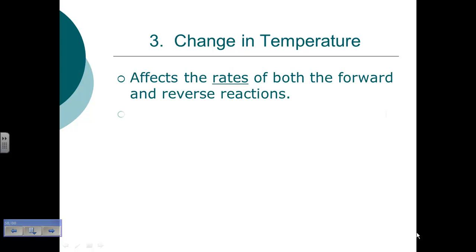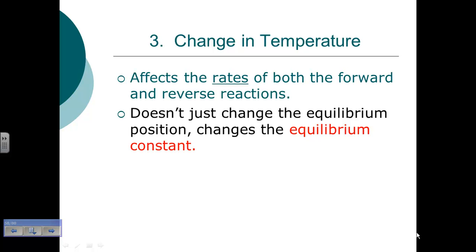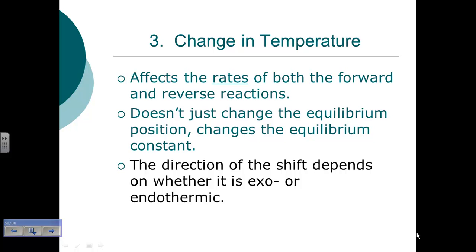We understand that changes in temperature affect the rate of both the forward and the reverse reaction. Kinetics is studied in knowing that it affects the rate. It doesn't just change the equilibrium position, but it also changes the equilibrium constant, and that we had studied looking at the Arrhenius equation. We can calculate activation energy by varying the temperatures and studying the rate constants.